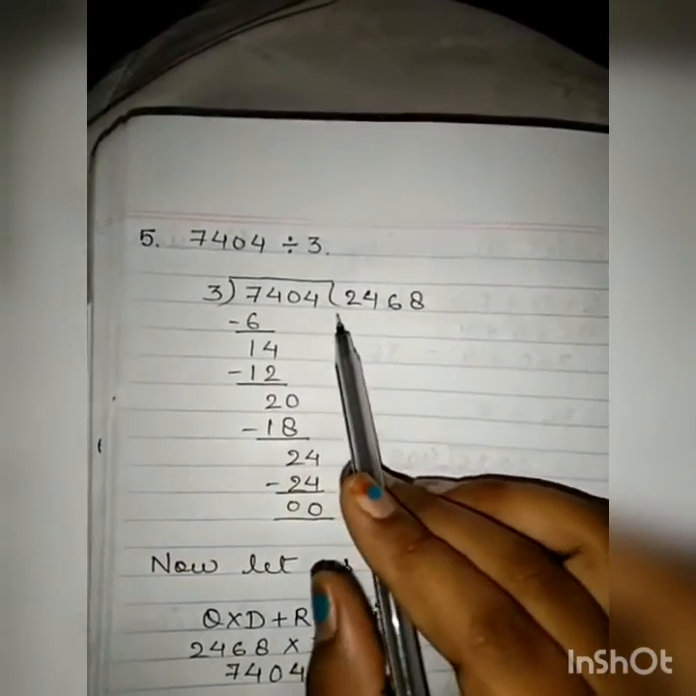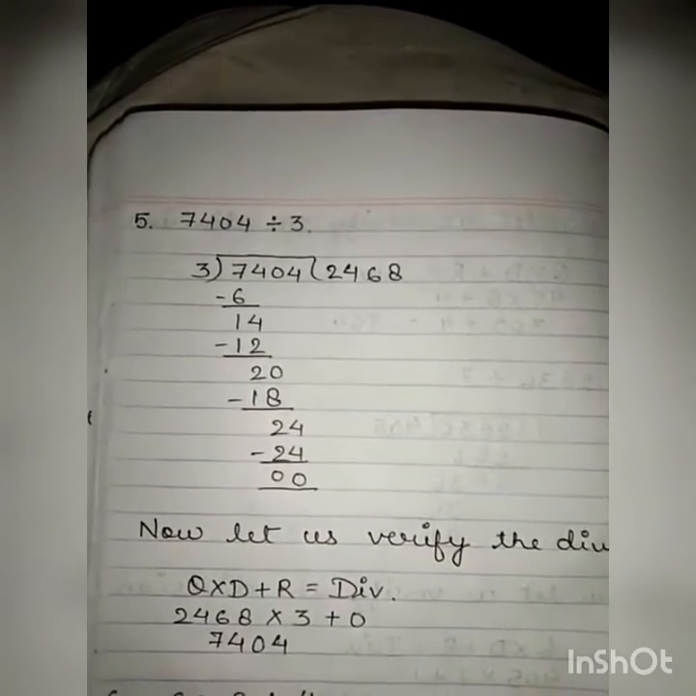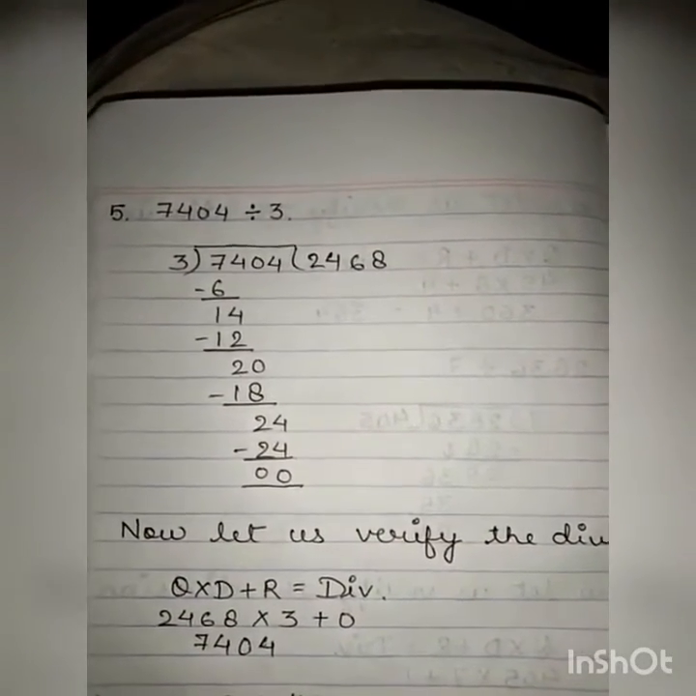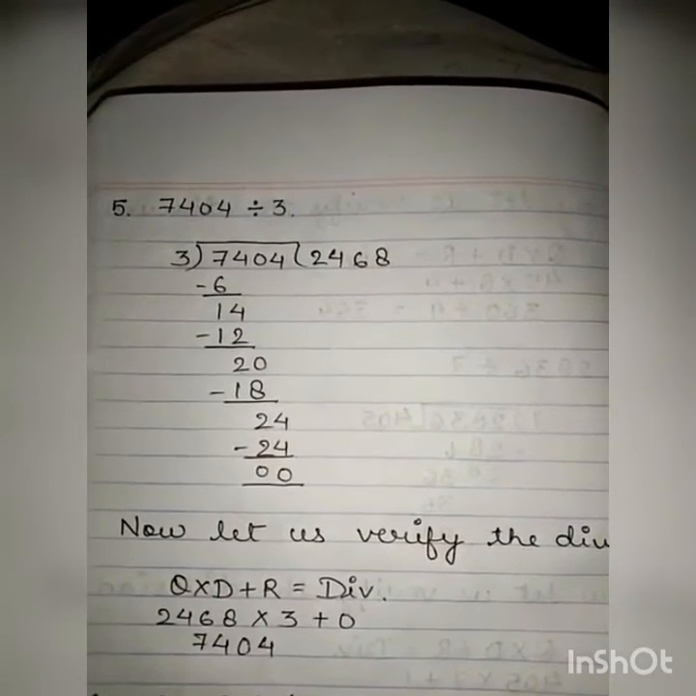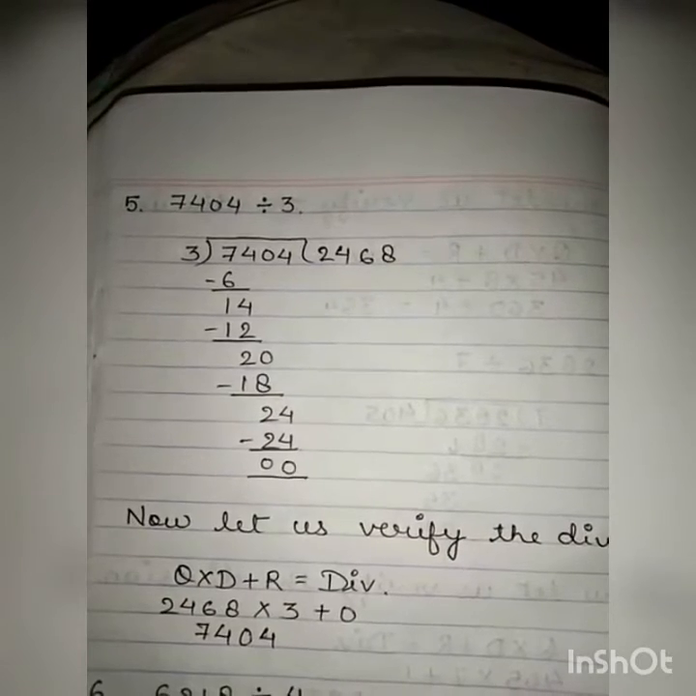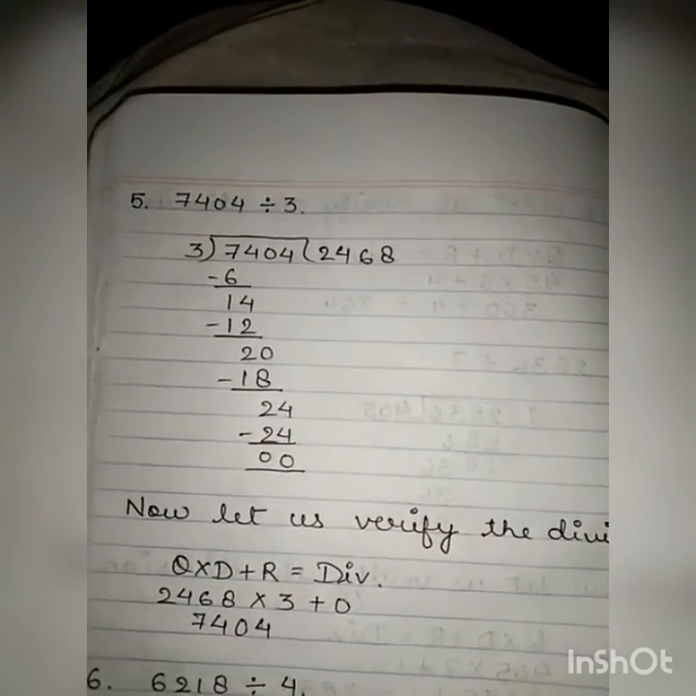that is 7404. Now children, I am going to give you some questions from the same exercise to solve, that you will solve and send me for correction. Today's homework is you have to revise exercise 5A and 5B both for tomorrow's revision test.